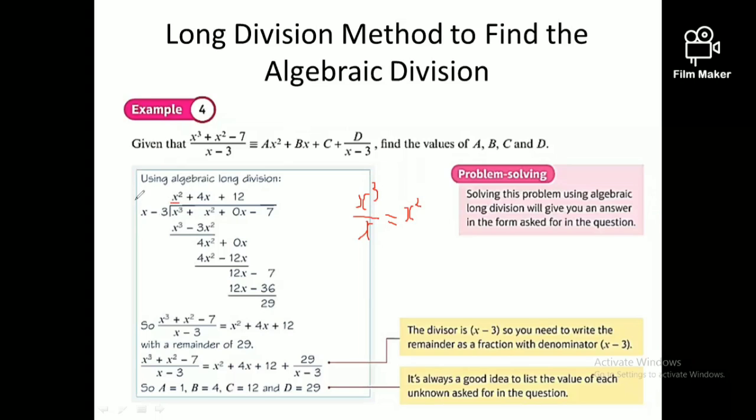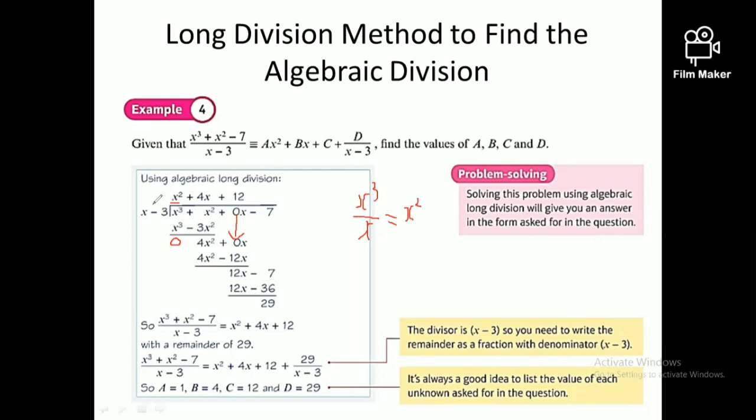Then multiply this entire expression by x squared. x squared into x is x cubed. x squared into minus 3 is minus 3x squared. Then subtract. x cubed minus x cubed turns to 0. Right. Okay. x squared minus minus 3x squared, you have to subtract this out of this. That is plus 4x squared. Then bring this term down.